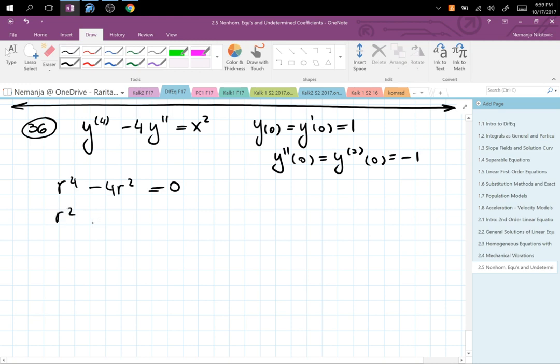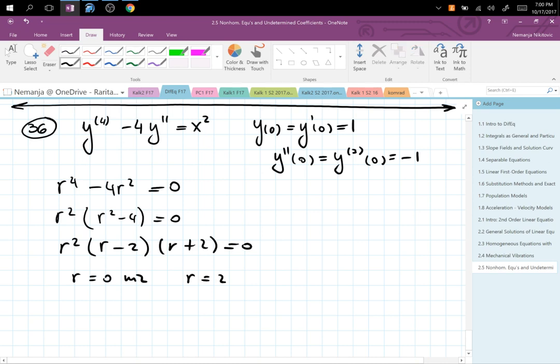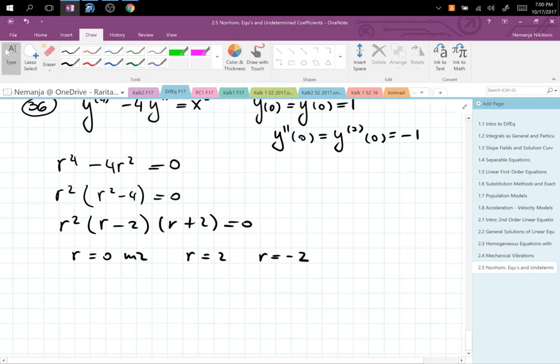So we factor out r squared. We are left with r squared minus 4. That factors further into r minus 2 times r plus 2. And we have r equals 0, multiplicity 2, r equals 2, and r equals negative 2. So we see that we have a repeated solution, right? If you have a repeated solution, you have to make sure you're multiplying it with x.